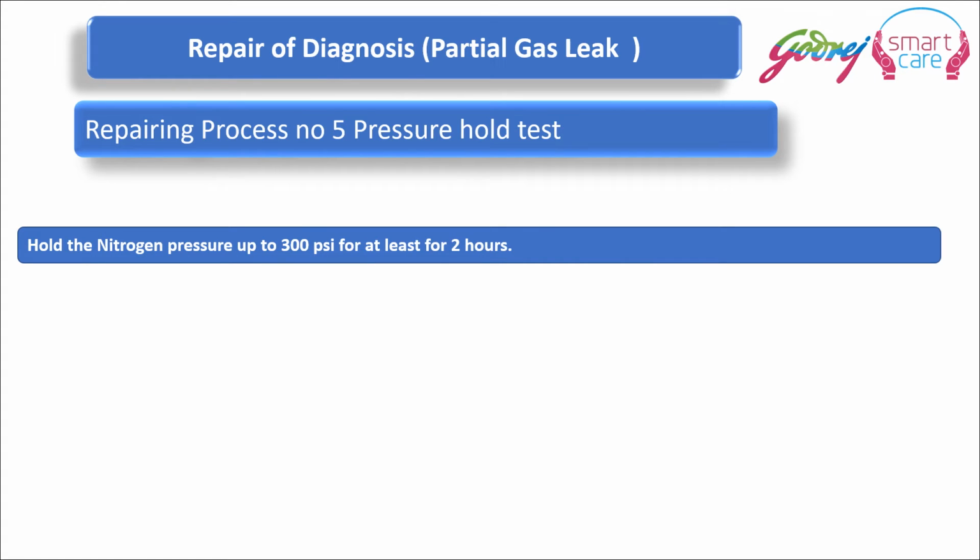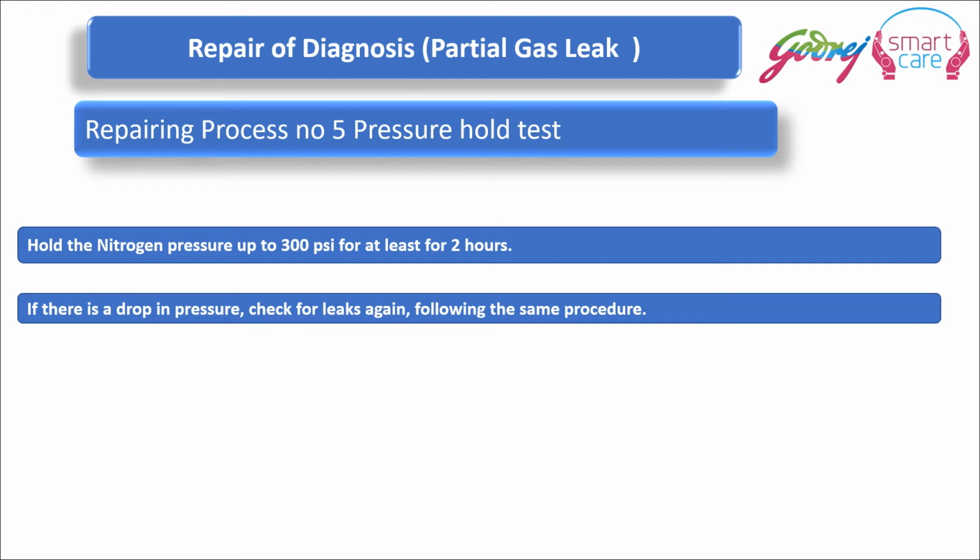After the leakage is plugged, we inject nitrogen inside the system, and at a pressure of 300 psi we would hold it for at least 2 hours just to check whether the pressure is dropping or not. If the pressure of 300 psi is maintained even after 2 hours, then we would say that the sealed system is now joint leakage free, and we can use it for charging our refrigerant gas. And if there is a drop in pressure, we have to again check for leaks following the same procedure.